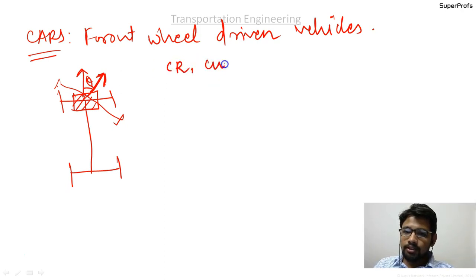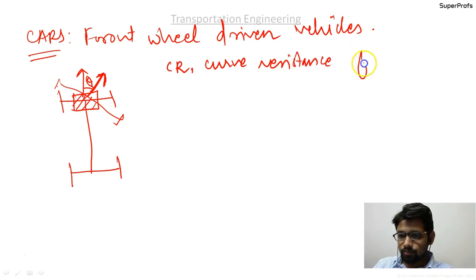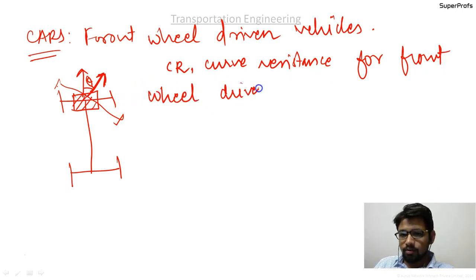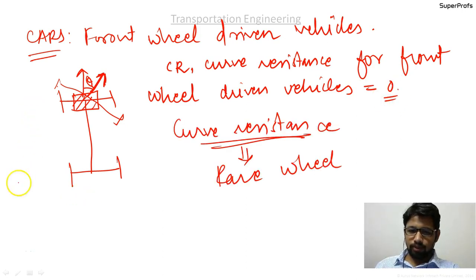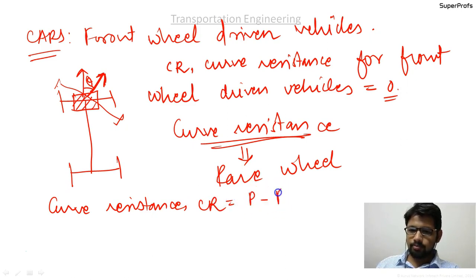That is the reason CR, that is the curve resistance, for front wheel driven vehicles is equal to 0. So we have the formula, curve resistance equal to P minus P cos theta, that is P in bracket 1 minus cos theta.